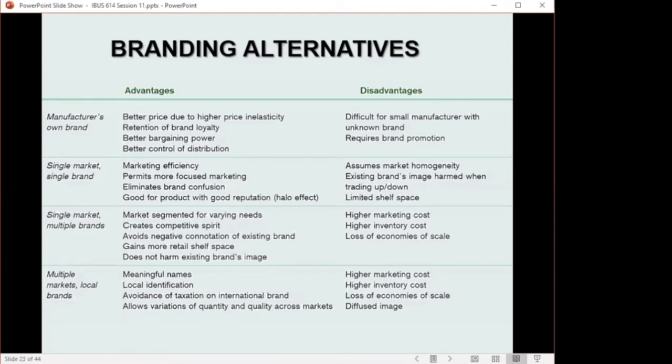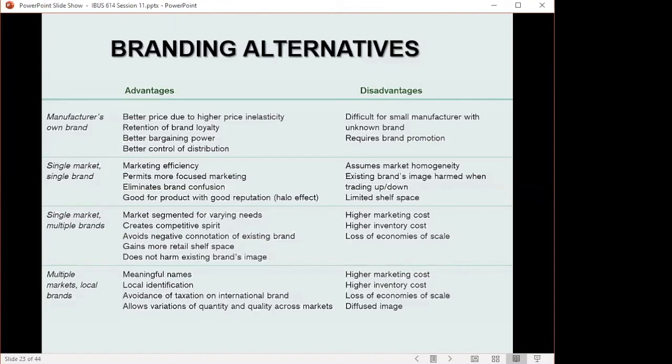However, it is difficult for a smaller manufacturer who has an unknown brand to achieve the advantages of using the manufacturer's own brand technique towards branding. Because people do not know the brand, they have not come to expect a certain level of quality from it, and therefore it makes it difficult for them to sell the product to the prospective customer. And as such, they will need a significant amount of promotion to actively convince the customer that their product is of good quality and deserves to be given a chance.